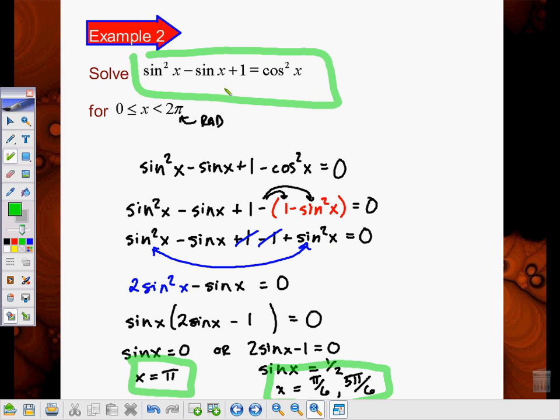And a good practice is to plug them back in and make sure they work. In the interest of time, to keep the video short, I'm not going to do that. But that would be your next step.